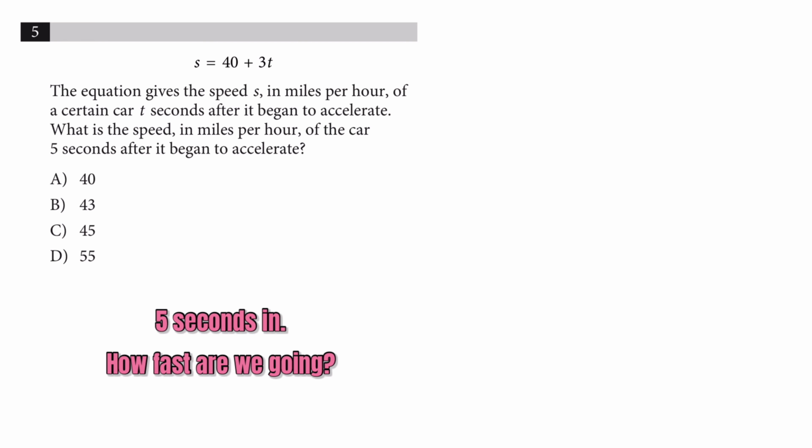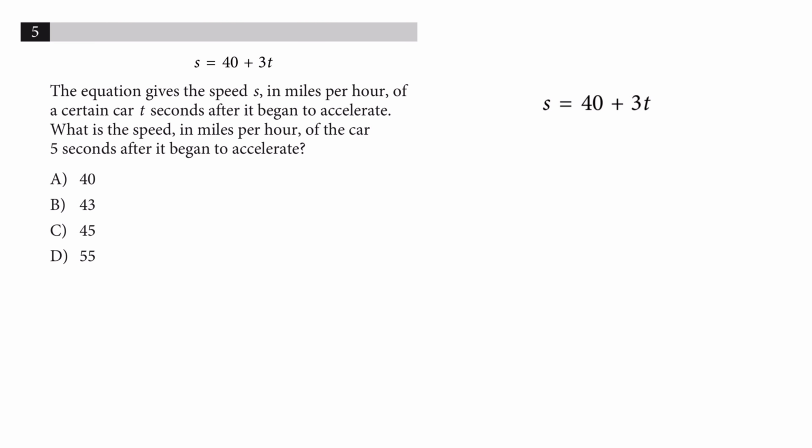Moving on to the speed equation. Direct substitution problem. We're given s equals 40 plus 3t, where s is speed in miles per hour, t is seconds. Find speed at t equals 5 seconds. Plug in. s equals 40 plus 3 times 5 equals 40 plus 15 equals 55.